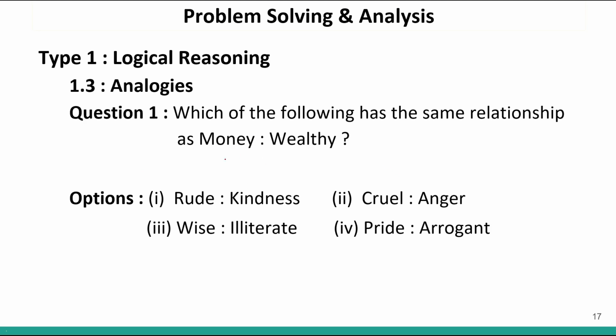Now, analogies. Analogies, I told you that we get 2 pairs and we have to find the relation between first pair and then we have to use the same relation for the second pair as well. Now this is pair number 1. Money is to wealthy. So I can say that if you have money, you are wealthy. Or I can say money makes you wealthy. Correct? I can say that money makes you wealthy.